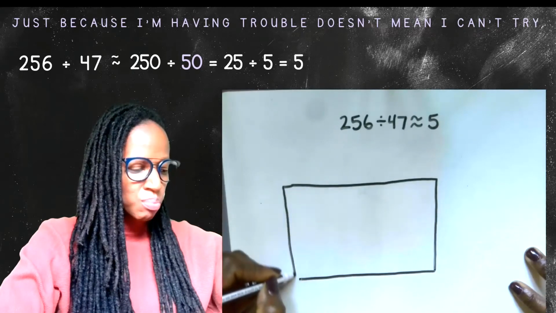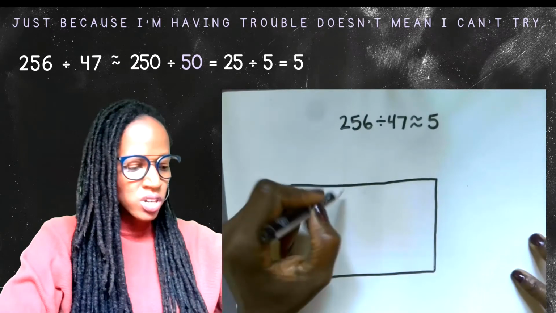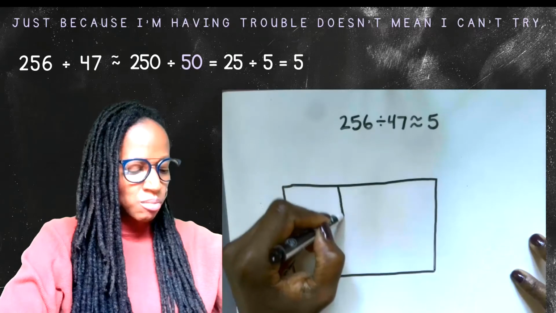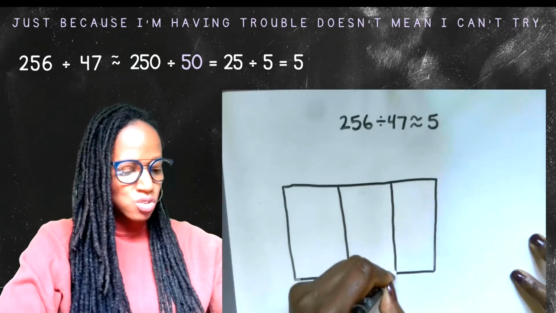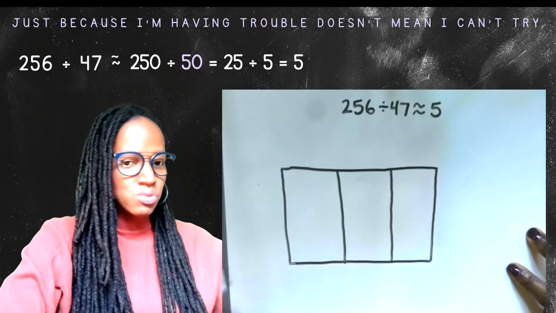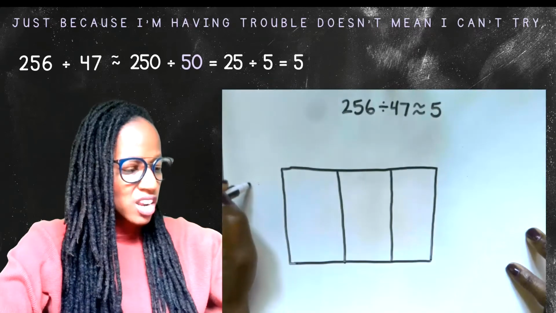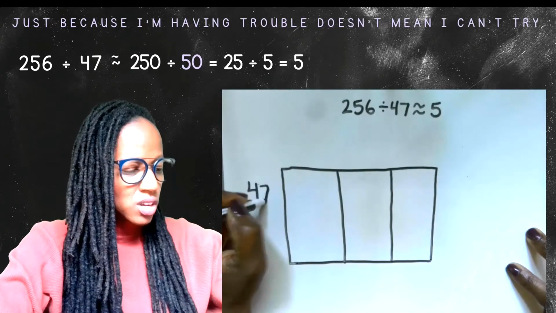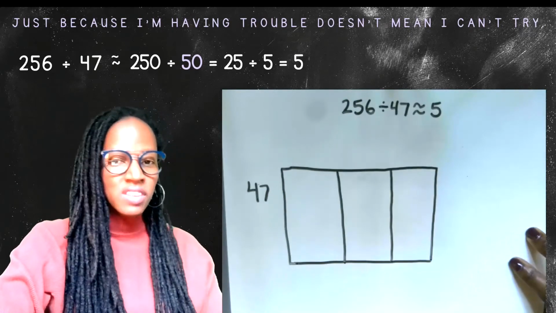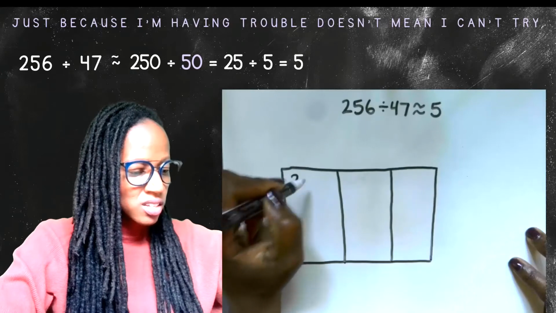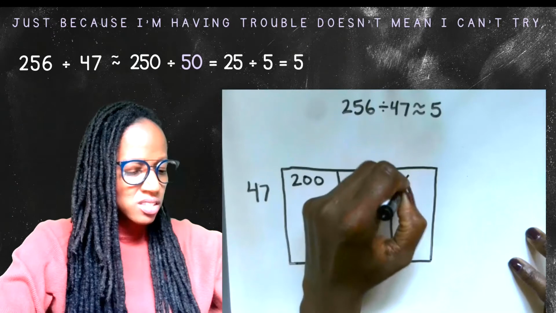And because I have 3 place values in my dividend, the hundreds, the tens, and the ones, I'm going to partition or divide my area model into 3 sections by drawing 2 vertical lines. Now that I have those 3 sections, the next step is to write my divisor, what I'm dividing by. That's 47. And I'm going to write that decomposition of the dividend: 2 hundreds, 5 tens, and 6 ones.